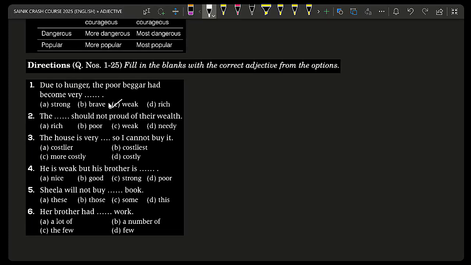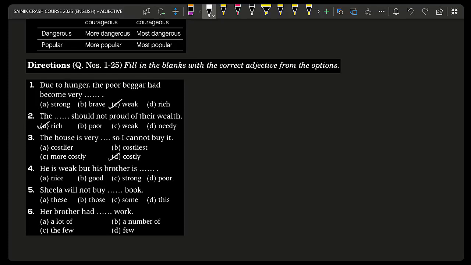Second one. The dash should not be proud of their wealth. Sir, rich. Yes, who is proud of their wealth? Generally, the rich people. They're having wealth. Rich. Very good. Third one. The house is very costly, so I cannot buy. We cannot buy it because it is very costly. So yes, that is costly. Very good, Harshvardhan. You gave all answers correct. You can mute yourself now.